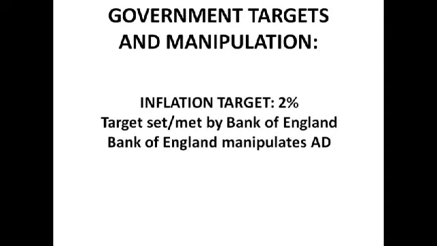Luckily, we have our trusty government to look to in times like this, and they target and manipulate inflation, try to keep it at roughly 2%, which allows some change for fluctuation in prices, but nothing too serious. This target is set by and met by, rhymes, the Bank of England, and the Bank of England manipulates AD, aggregate demand, to try to ensure that inflation doesn't occur too much. We'll come to this in much more detail later when we do the monetary policy and interest rate policy.